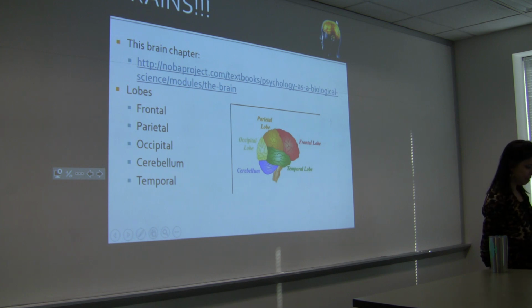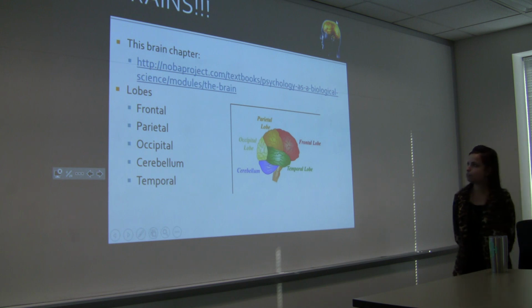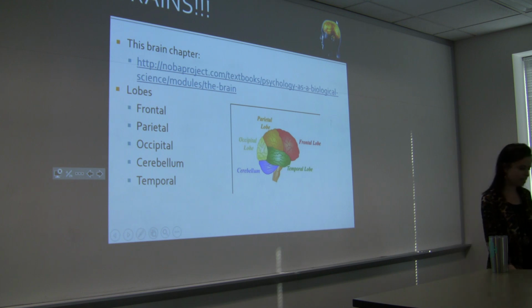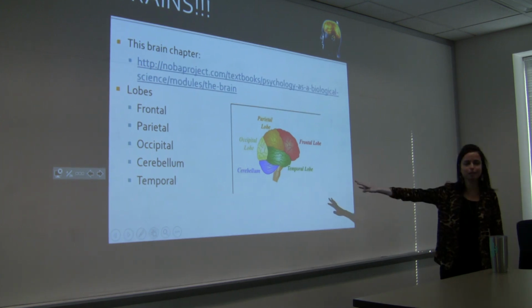I love it. Okay, so the brain chapter that I'm going to talk to you about comes from Nova Project, which is an online open source text chapter that you can utilize so you don't have to purchase anything to be able to study this. And that's linked here. There are 4 lobes of the brain.